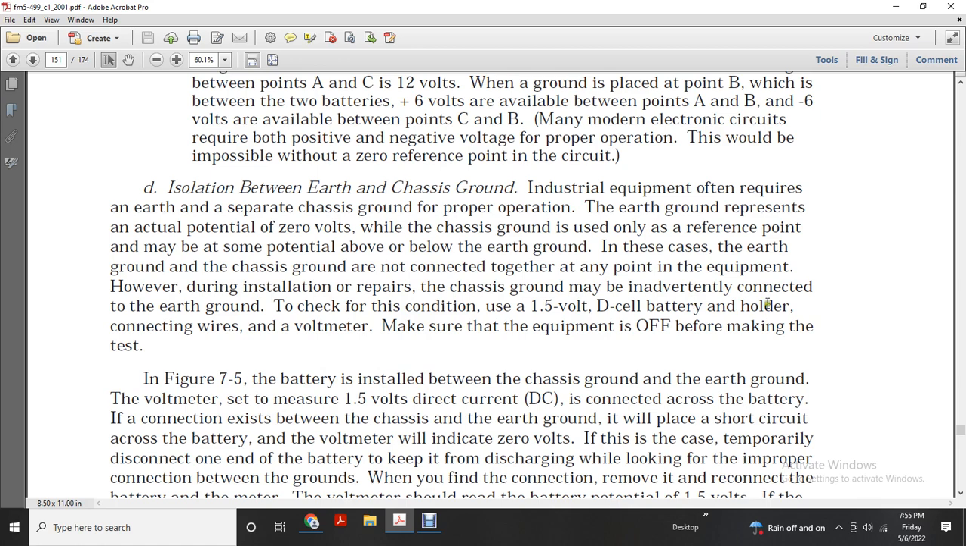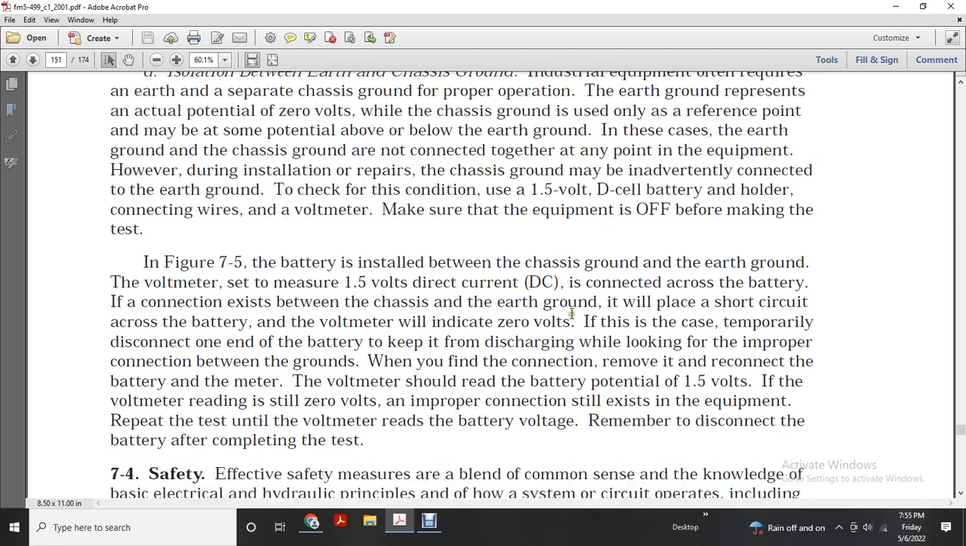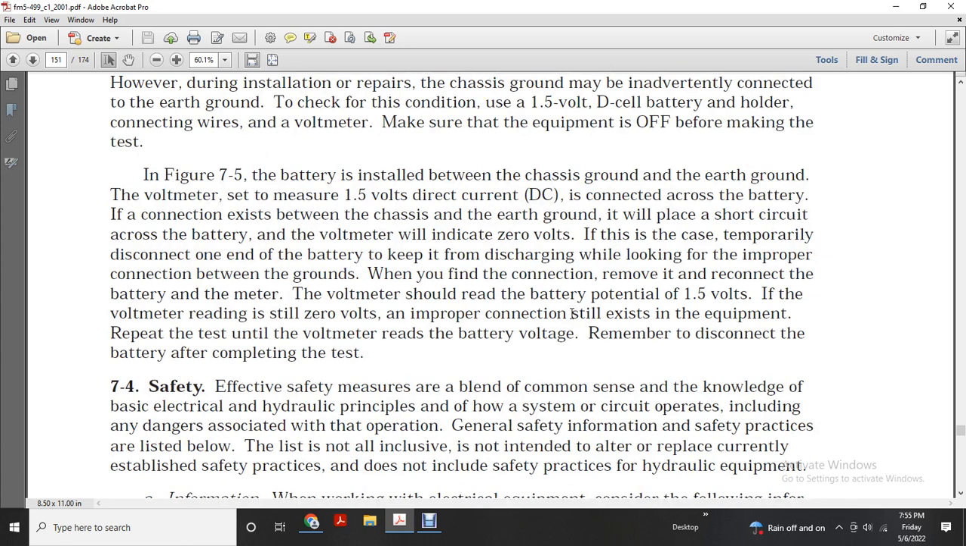A 1.5 volt dry D cell battery and holder, connecting wire, and a voltmeter. Make sure the equipment is off before making the test. In Figure 5.7.5, the battery is insulated from the chassis ground and the earth ground. With the voltmeter set to measure 1.5 volts direct current, connect it across the battery. Connected again between the chassis and the earth ground, if a connection exists it would place a short circuit across the battery, and the voltmeter will indicate 0 volts.